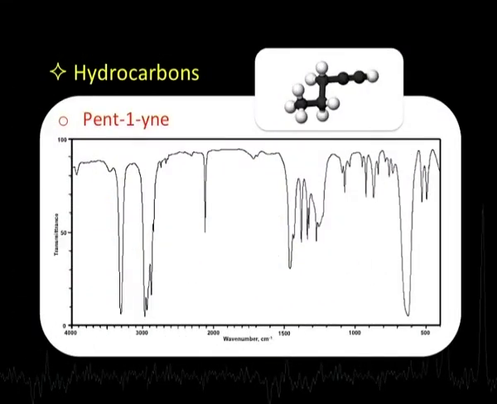Now, this is the spectrum for pentyne. In this case I have a C triple bond C here, then this is my CH here, this is an alkyne group over here. In this case, what happens to the spectrum? Let us look at it.